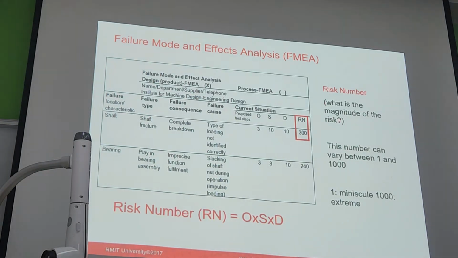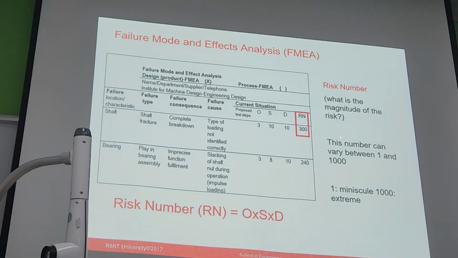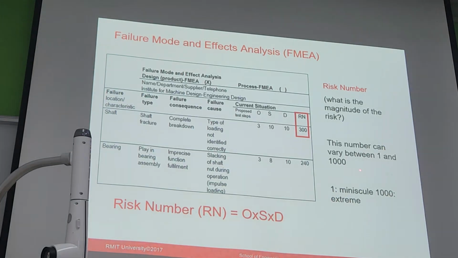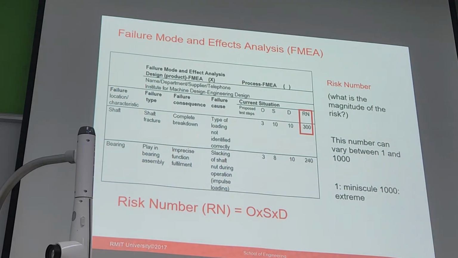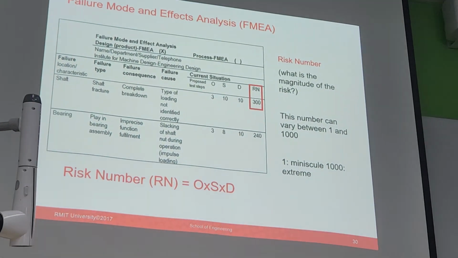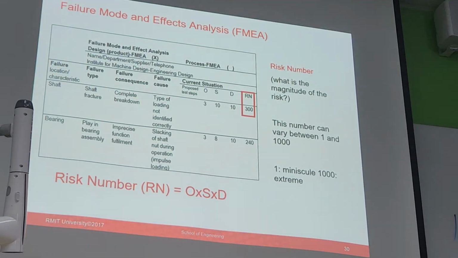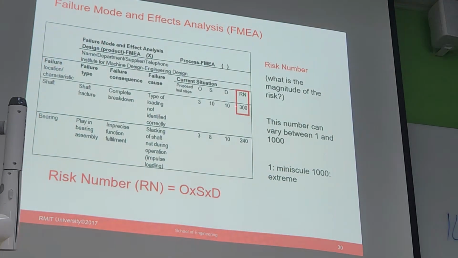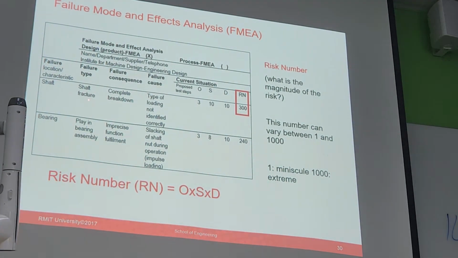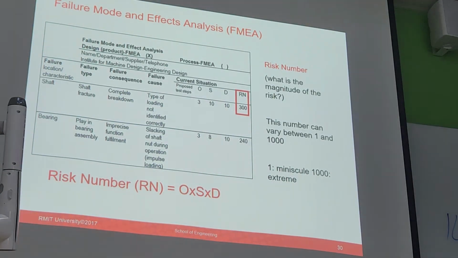Risk number tells us the magnitude of the risk, and the risk is 300. This number can vary between 1 and 1000, because if it's 10, 10, 10, it is 1000. And if 1, 1, 1, it means 1. We don't have 0. Can we put it 0? Why? Because definitely for each component we have a failure, and we have to detect that. If you say one of them, O, S, D, is 0, completely wrong.